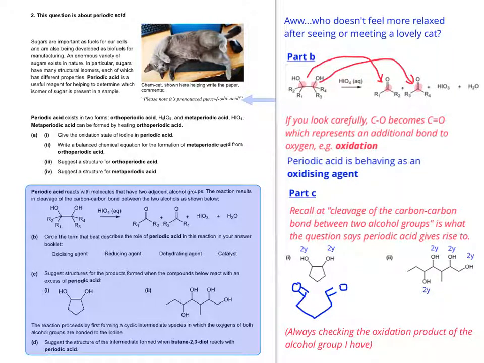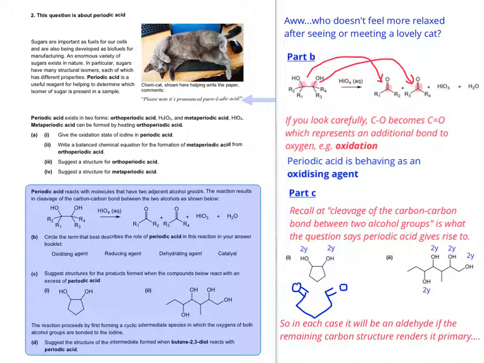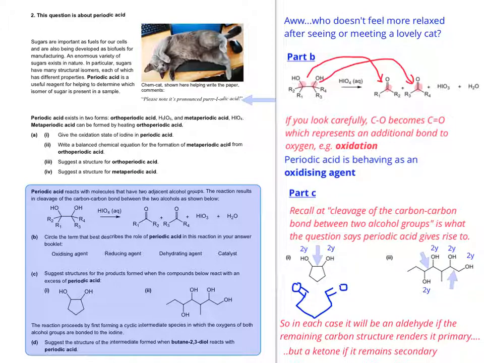So these alcohol groups are all secondary alcohols. You have to think quite carefully about what happens. The first thing that happens is the cleavage of the carbon-carbon bond. They're secondary at the moment, but when you break the carbon-carbon bond, you have to think, do you have a primary alcohol in the remaining carbon structure? If that's the case, the alcohol will be oxidized by the periodic acid to an aldehyde. But it'll be a ketone if the carbon chain remains secondary.